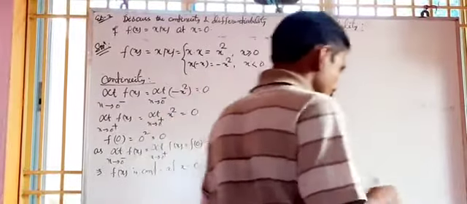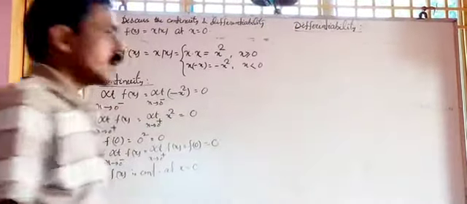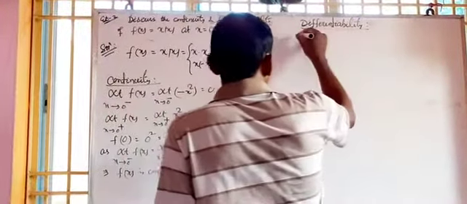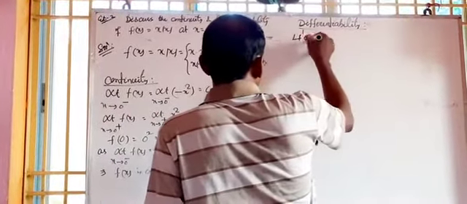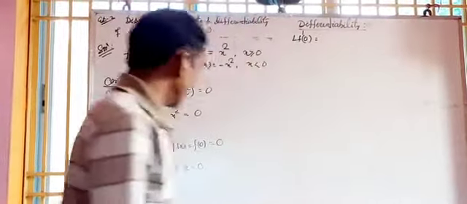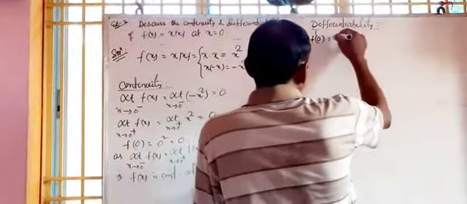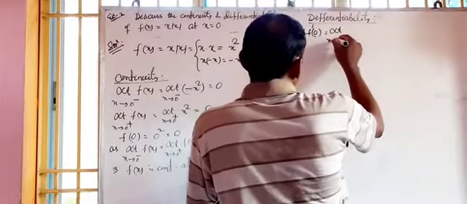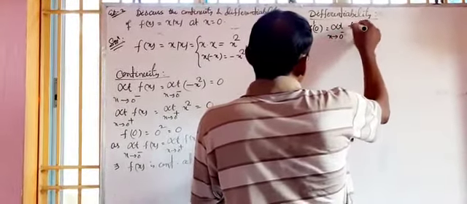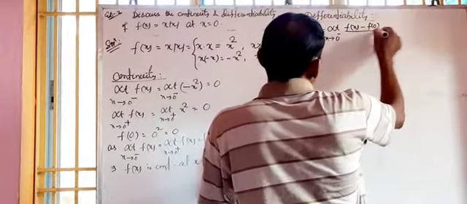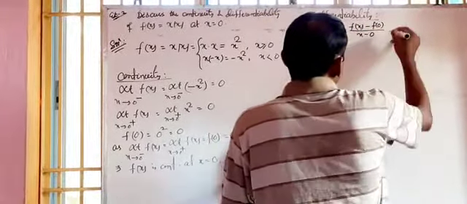Differentiability. What will we take, left hand derivative or right hand derivative? Now L f dash 0. L f dash 0 means the limit x tends to 0 minus of f of x minus f of 0 by x minus 0.